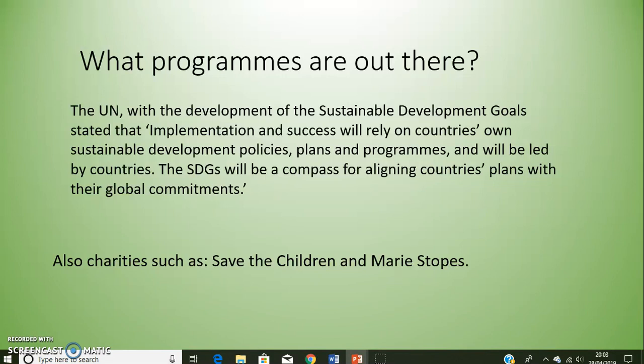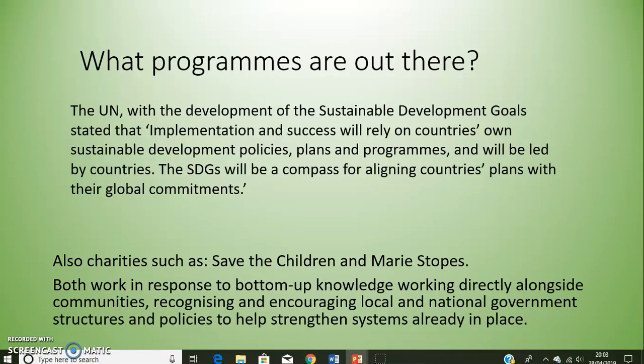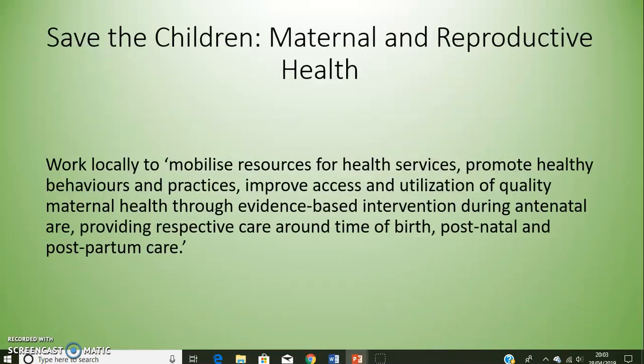Also, charities such as Save the Children and Marie Stopes are valuable education providers. Both of these charities work with communities directly, supporting those in need and working to develop systems already in place.